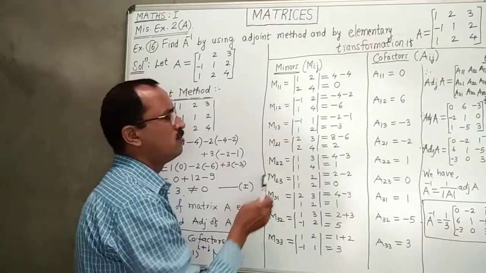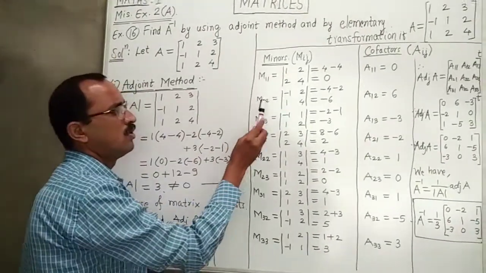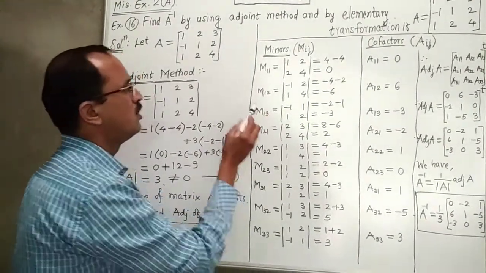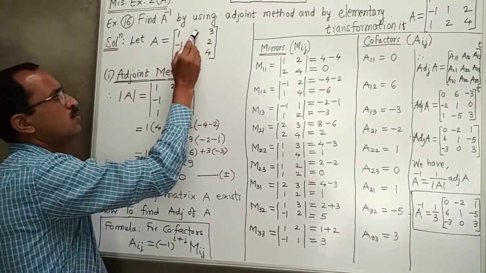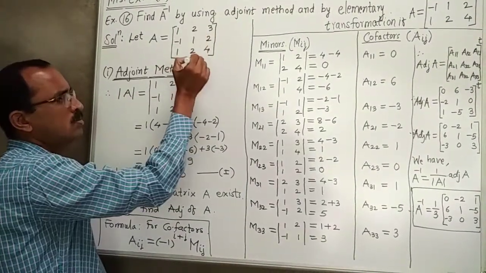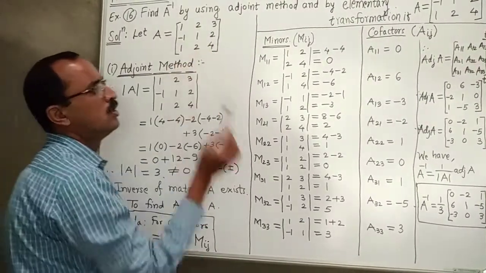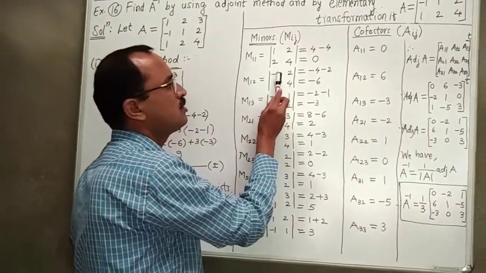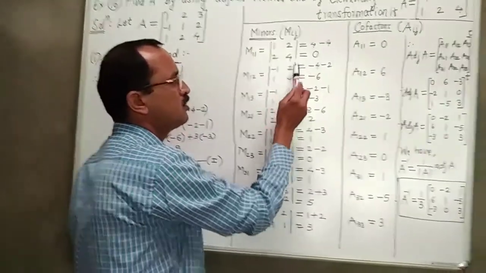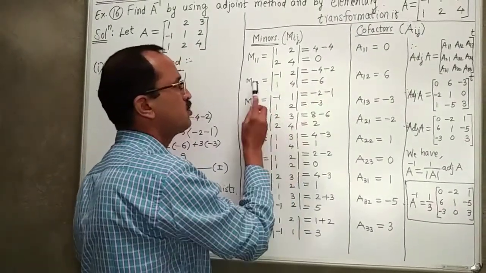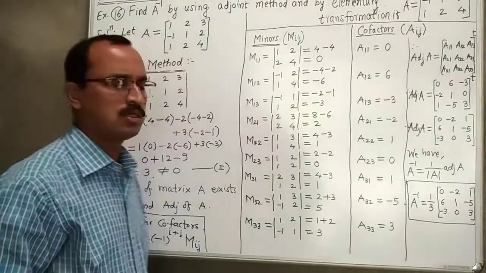Second, M12 means minor of A12, that means element 2. We eliminate this row and this column. Then we find determinant of [minus 1, 2; 1, 4]. So this determinant is minus 1 into 4 minus 2, which is equal to minus 6. So M12 is equal to minus 6.